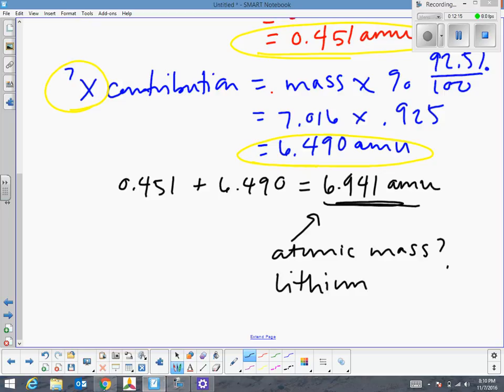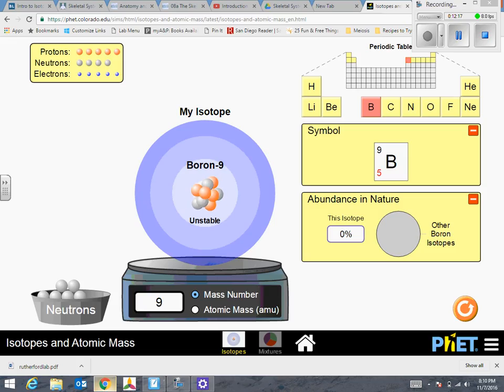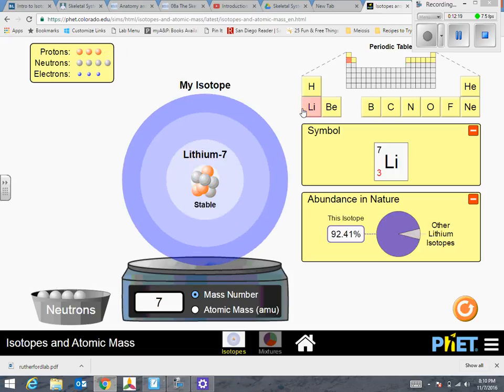So let's go back to our simulation here. Let's look at lithium. So lithium-7, that was one of our isotopes. Again, it has a mass number of 7, so 3 protons, 4 neutrons. If I add a neutron, it becomes unstable. But if I take away a neutron, lithium-6 is still stable, and it's about 7.59% of lithium-6 in nature in any given sample of lithium.